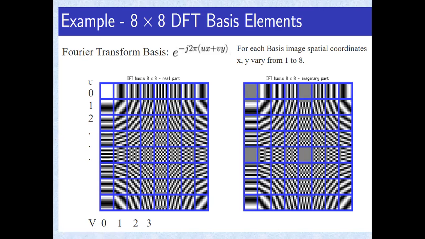Because the Fourier transform is a complex transform, you will have real and imaginary parts. Both of them will have a similar look in terms of frequencies, but in terms of magnitude of values, they will be complementary. So roughly a similar look in frequencies.